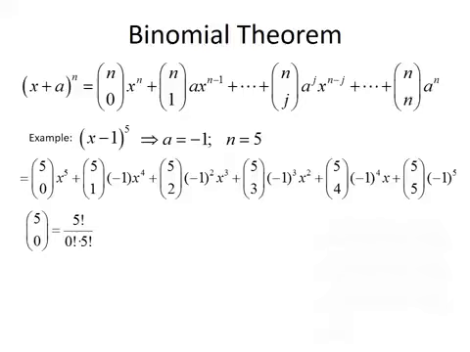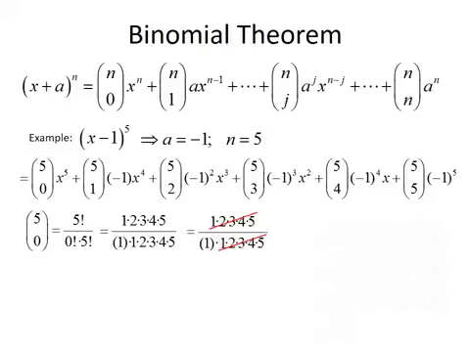If we plug 5 in for n and 0 in for j, we'll get 5 factorial divided by 0 factorial times 5 factorial, which if we expand gives us 1 times 2 times 3 times 4 times 5 divided by 1 times 1 times 2 times 3 times 4 times 5. The product of 1 through 5 cancels out in the numerator and denominator, leaving us with 1 over 1, and so 5 choose 0 is equal to 1.